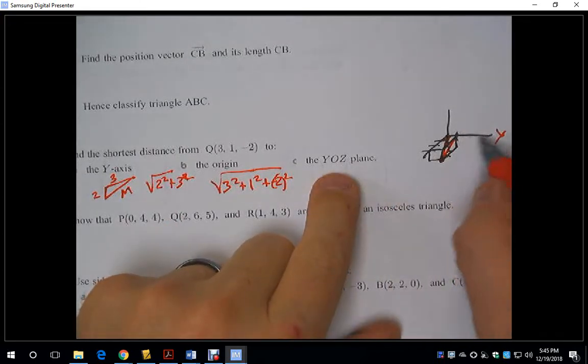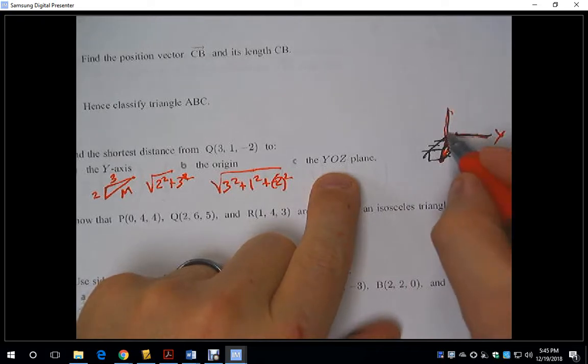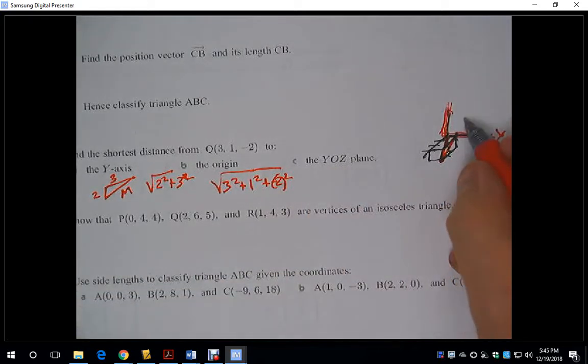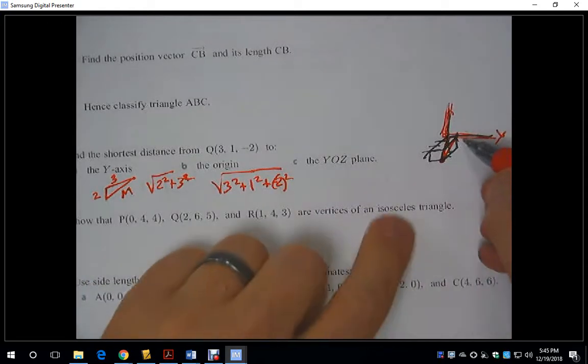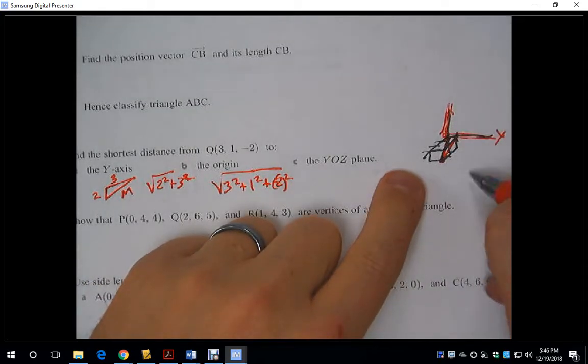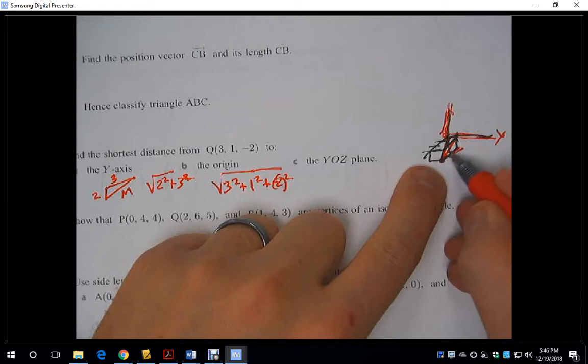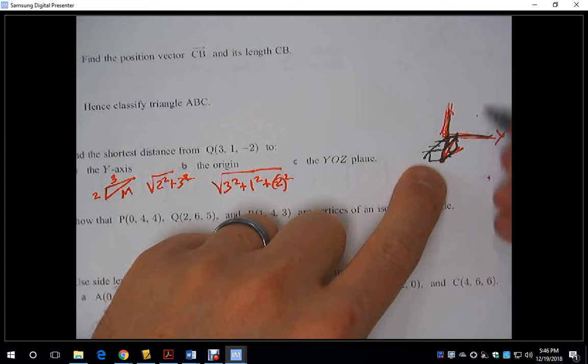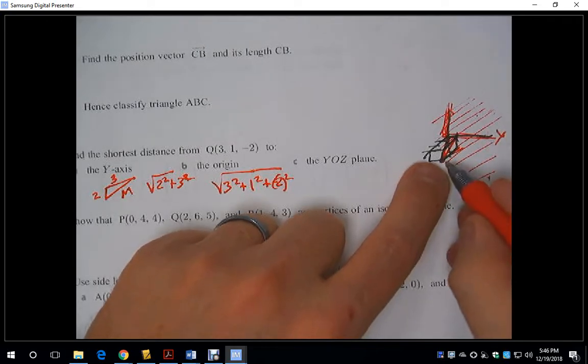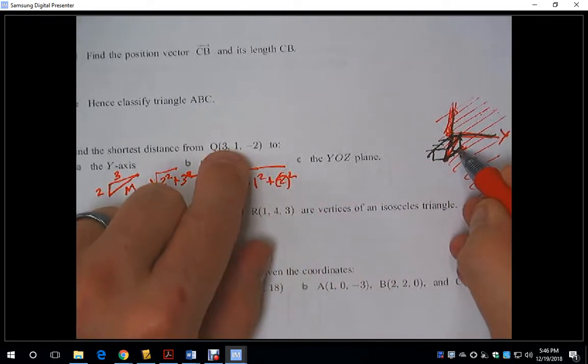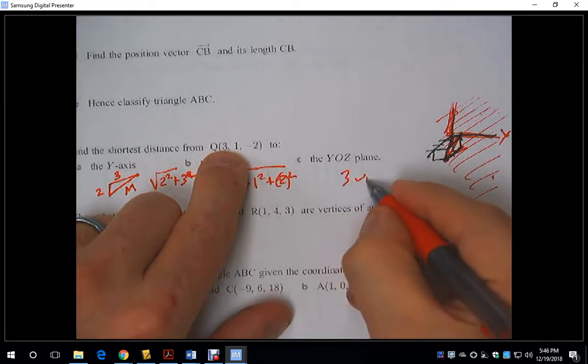And then the last one says the shortest distance from the y-o-z plane. So we're looking at this plane here. If I want to know the shortest distance to that plane, recall that the plane continues all the way down as well. So we're really just looking at this distance here. The y-o-z plane does not end here, it continues in all directions forever. So that shortest distance is going to be this line here. That would be 3, so it's just going to be 3 units.